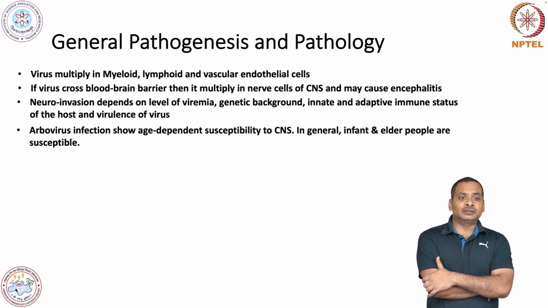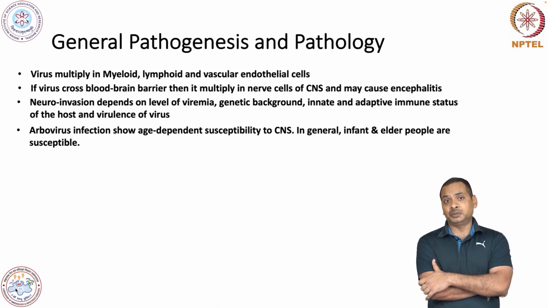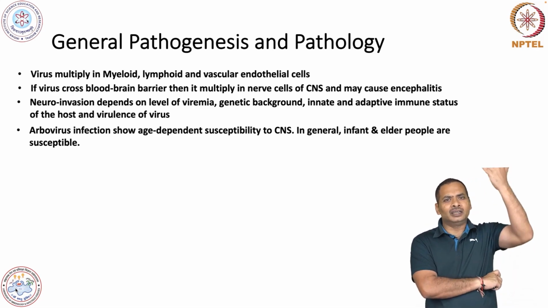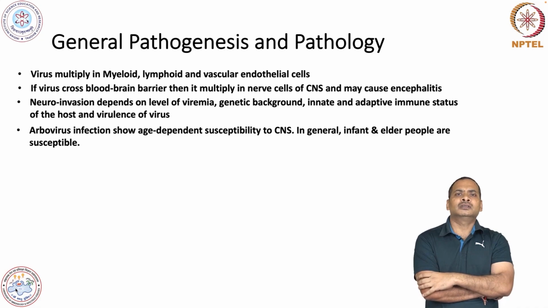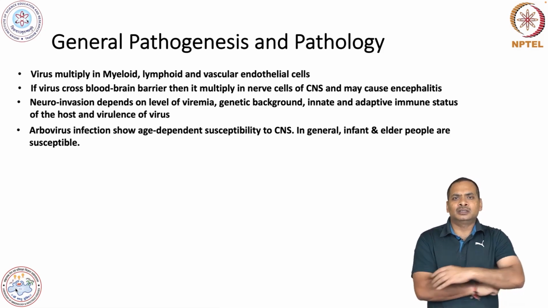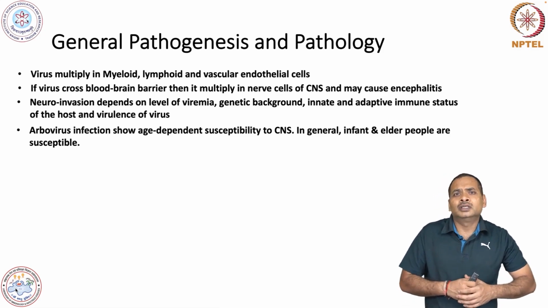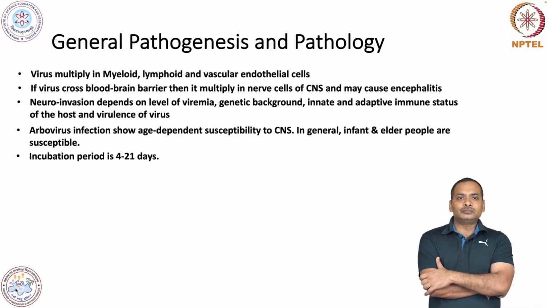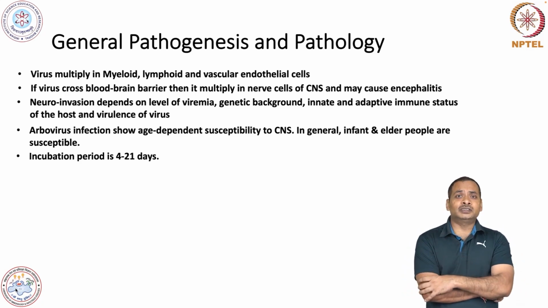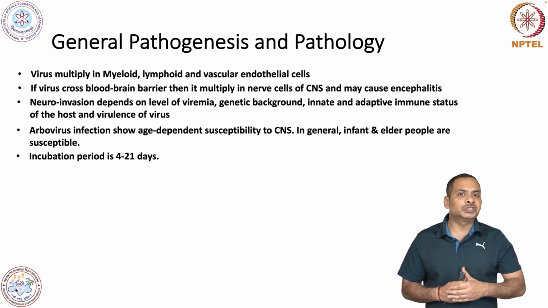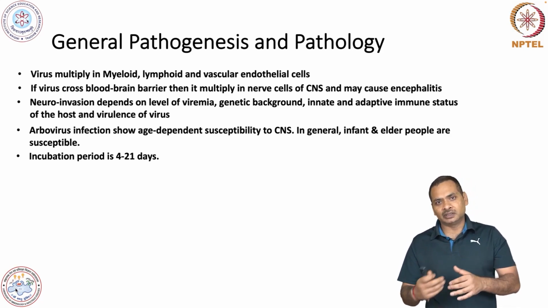So arbovirus infection shows age-dependent susceptibility, okay, to the central nervous system. Generally younger people and elderly people are more susceptible to the arboviruses, and in between, the fully grown adult individuals can tolerate this infection, okay. In general, for all arboviral infections, the incubation time will be about 4 to 21 days, okay. During this time the virus will replicate in huge numbers, and then you will experience the infection, okay.